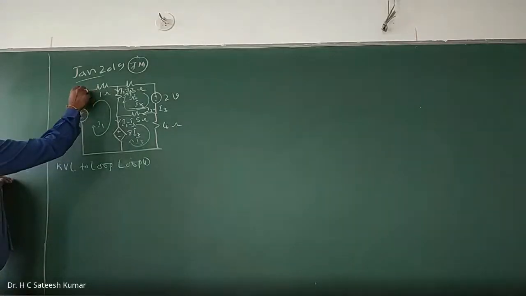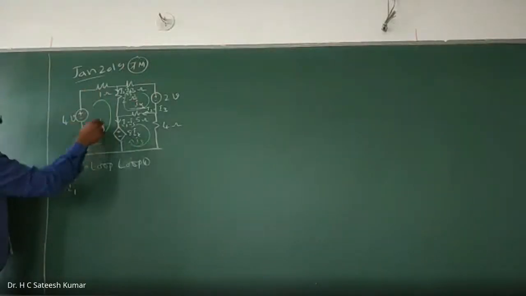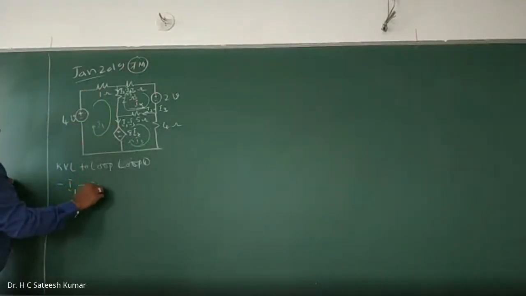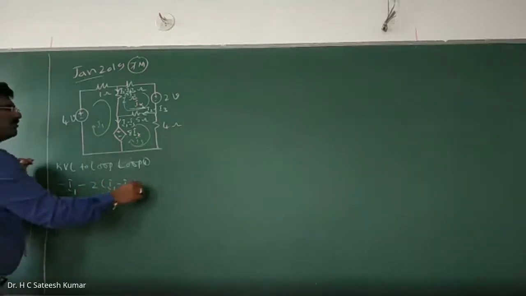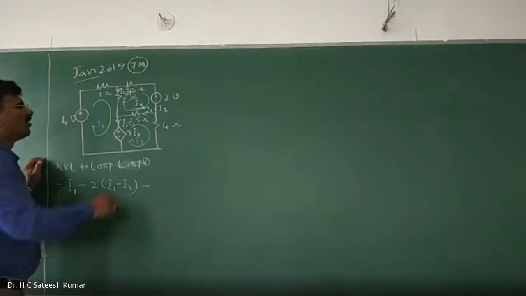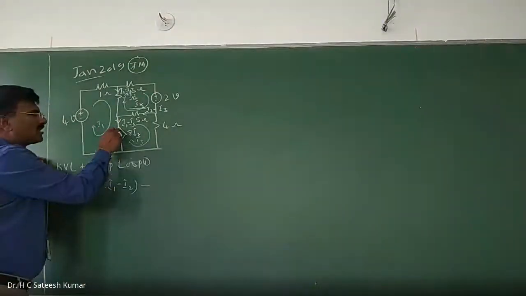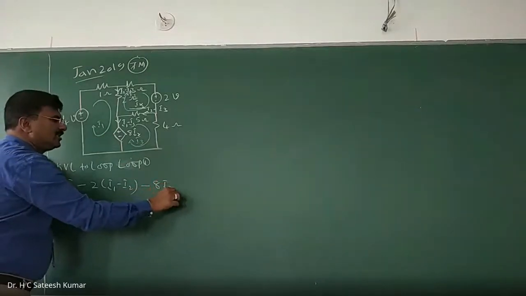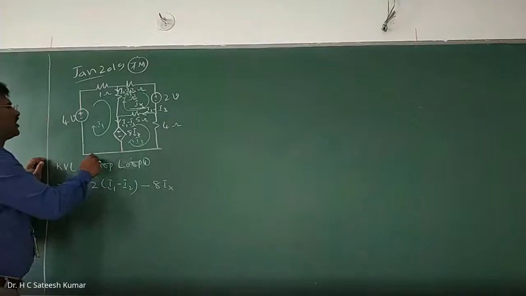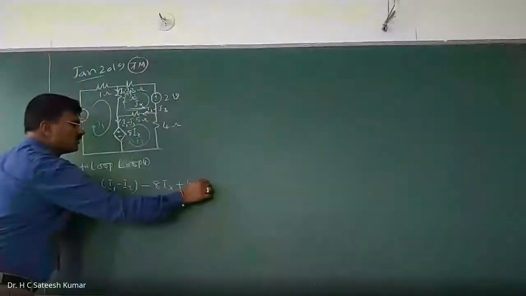Start from this point. Minus 1 into I1, same direction. Minus 2 into I1 minus I2. If you come here, this is a voltage source, plus to minus, 8 Ix. Going from minus to plus, it is plus 4, equal to 0.